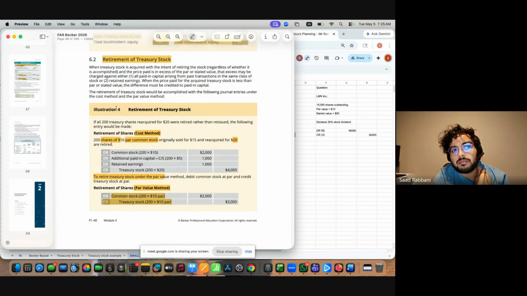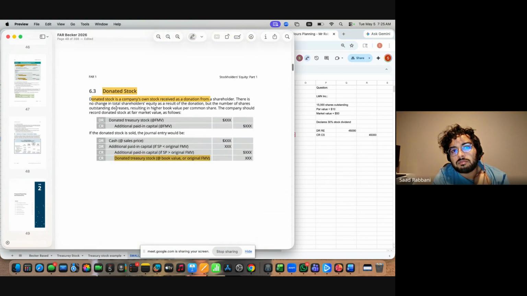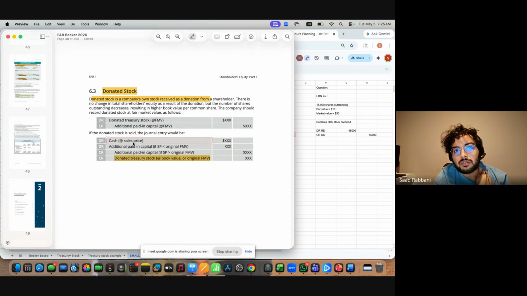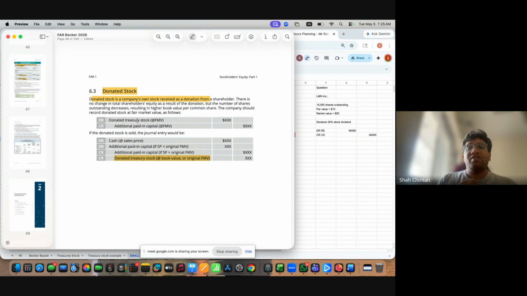Will it be in par value or book or cost value when we are selling it? It's the actual selling price. So when you sell, you don't check par value. For the donated treasury stock entry, it depends at which price you have received the donation. So if it's free of cost, it is going to be the fair market value. If there is an actual price which you have paid, then the actual price you have paid. So basically a cost method concept should become applicable here.